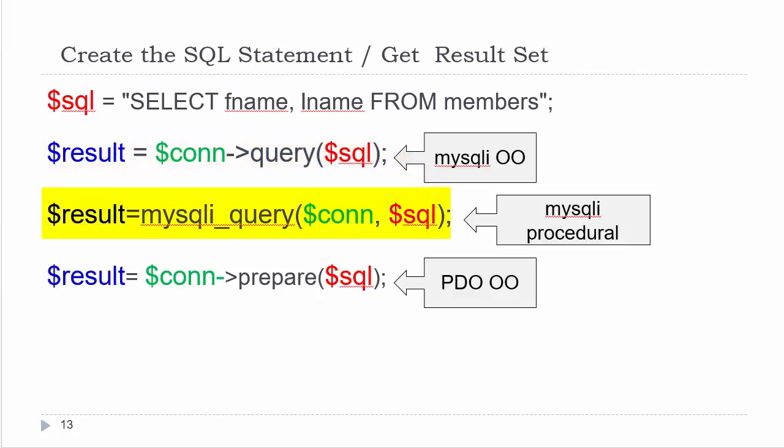The next example, MySQL procedural, we're using the mysql_query function, passing it two parameters. The first parameter is the connection object. The second is the SQL. The PDO has a different syntax. Here, this is also object-oriented, and we're executing the prepare method on the connection object, passing it the SQL variable, which holds the SQL statement. In all three instances, we are getting a result set.